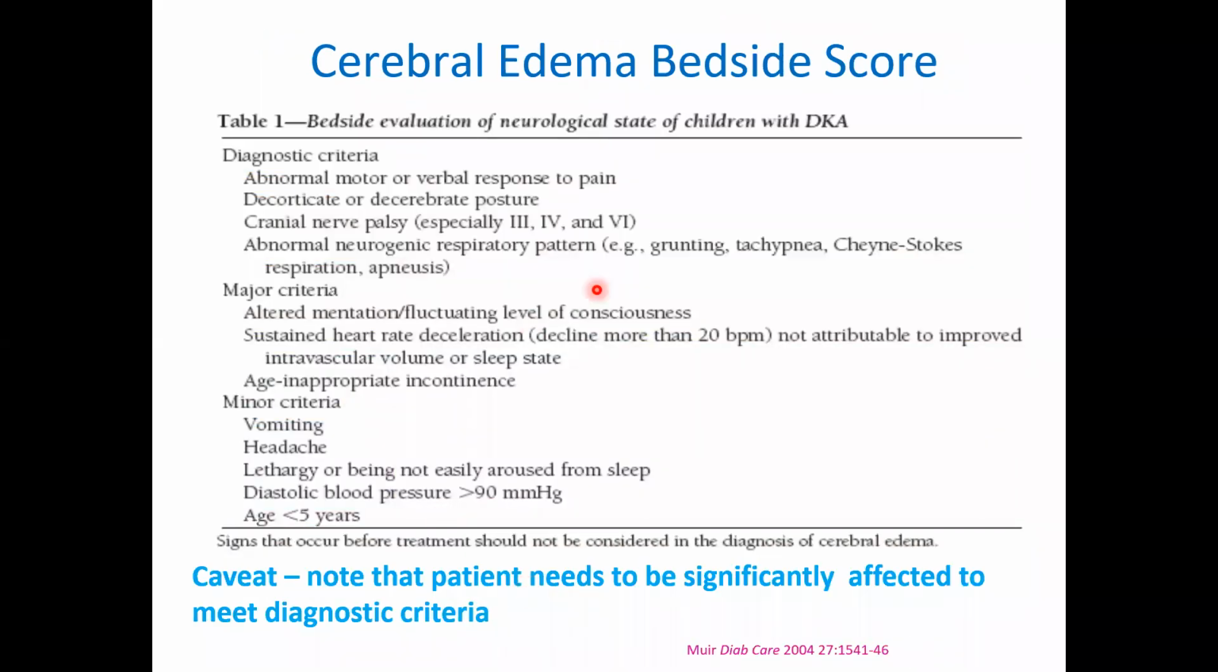So I will not go through this score in detail, but it's a good score to look at later on, just to help us evaluate the possibility of the presence of cerebral edema. So we have diagnostic criteria, major criteria, and minor criteria. If we have one diagnostic criterion, or two major criteria, or one major and two minor criteria, that gives you a sensitivity of about 92% in identifying the presence of cerebral edema in these patients. It's important to note that by the time the patient is meeting these diagnostic criteria, usually they are already significantly affected.